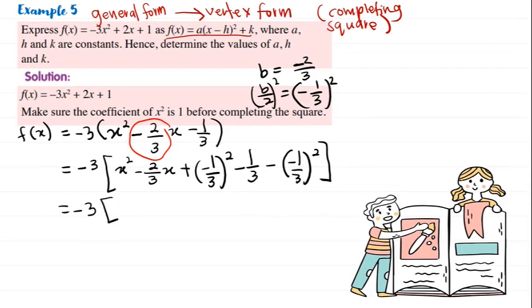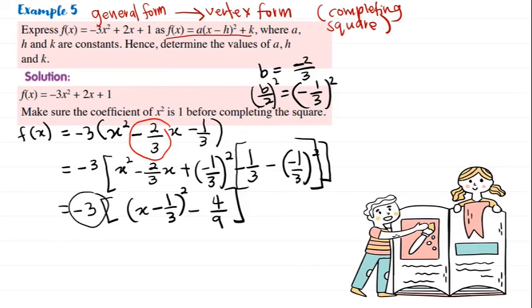This one you can just take into the bracket, so x minus 1 over 3 squared. And then solve this one. Press the calculator and you will get 4 over 9. Then you have to expand negative 3 with this bracket. So negative 3 times 4 over 9 becomes positive 4 over 3.